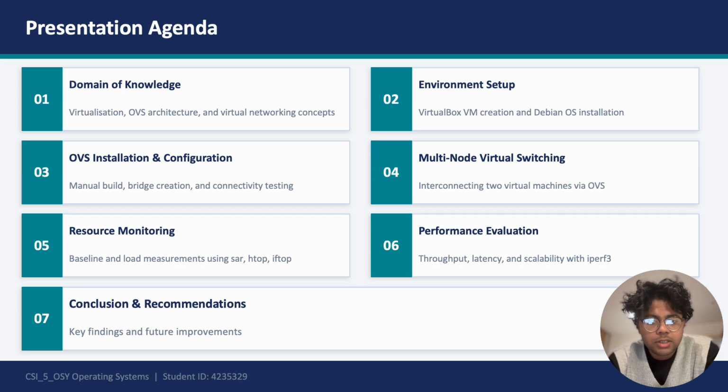Then we move into the practical implementation: setting up the environment, installing OVS, configuring the virtual network, and connecting two virtual machines together. The second half of the presentation focuses on evaluation, monitoring system resources under idle and load conditions, and running controlled performance tests for throughput, latency, and scalability. We finish with the conclusion and recommendations. Let us begin with the domain of knowledge.